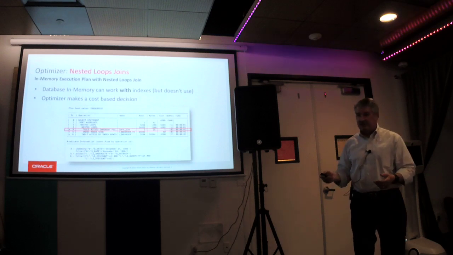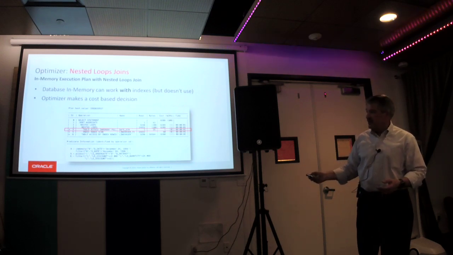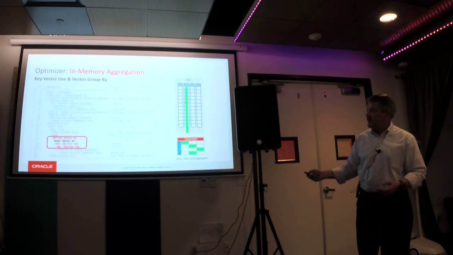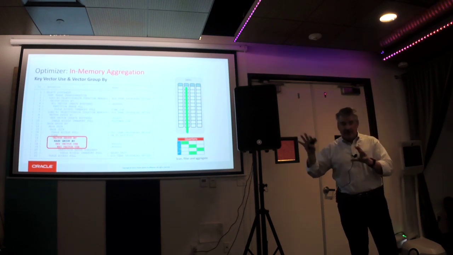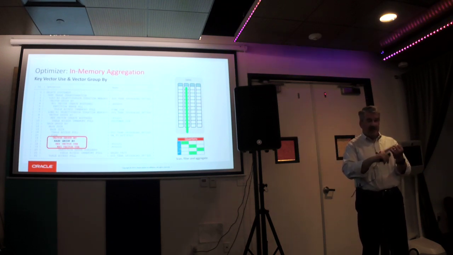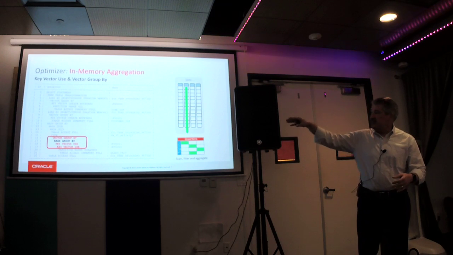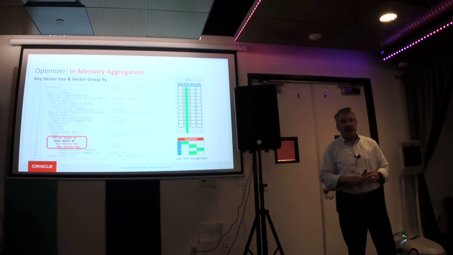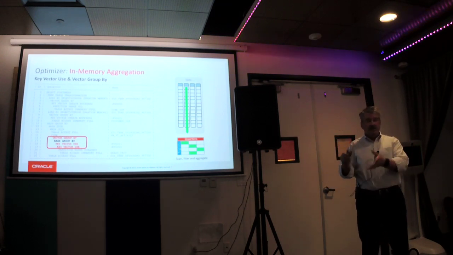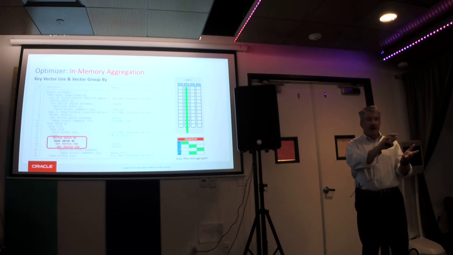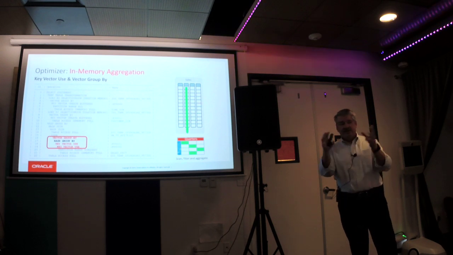So it's relatively flexible. The optimizer is a pretty sophisticated piece of software. And then the third big thing: basically scanning and filtering data, joining data, and then aggregating data, group bys. We can do what we call an in-memory aggregation, or a vector group by. If you enable in-memory, you'll see a new group by called vector group by. We'll use key vectors so that we can create dense grouping keys.